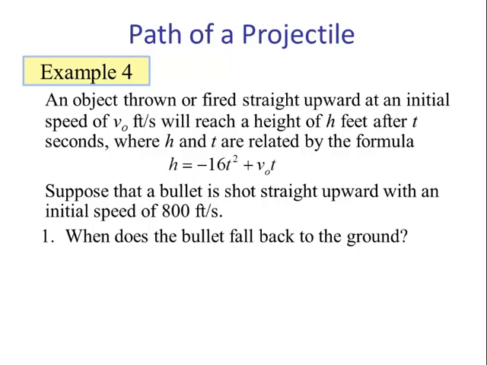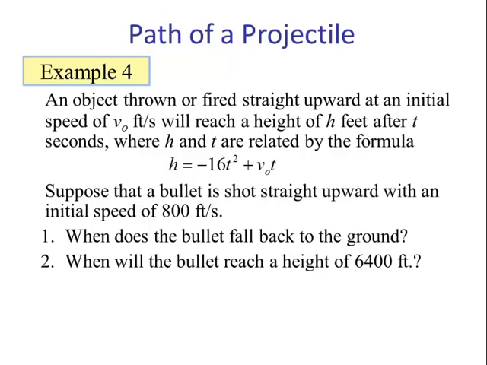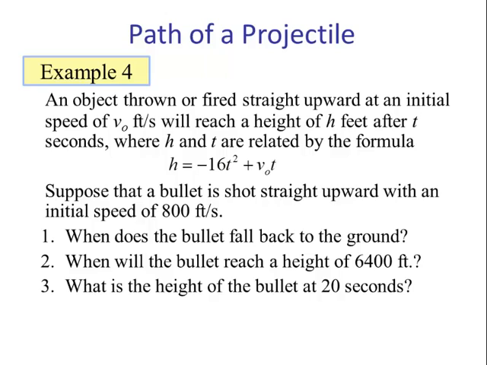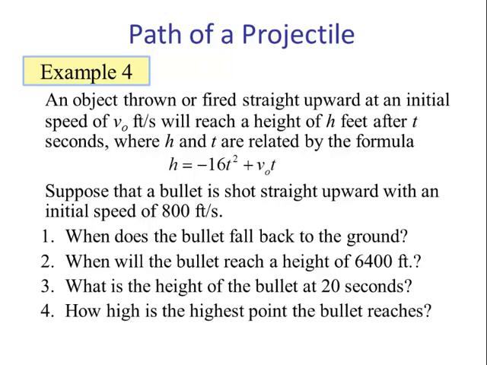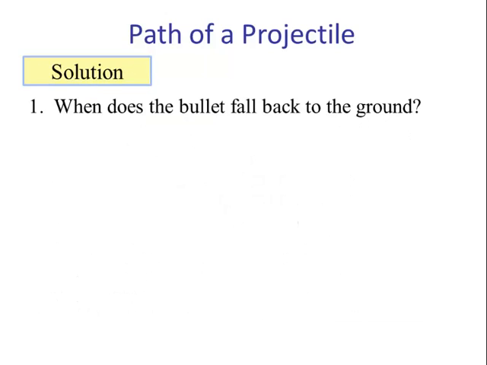Number 1, when does the bullet fall back to the ground? Number 2, when will the bullet reach a height of 6,400 feet? Number 3, what is the height of the bullet at 20 seconds? Number 4, what is the highest point that the bullet reaches? Solution: number 1, when does the bullet fall back to the ground?